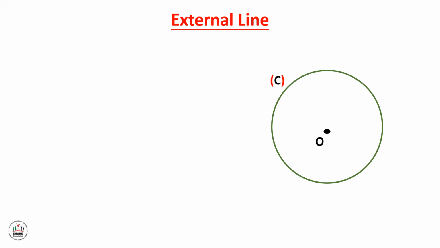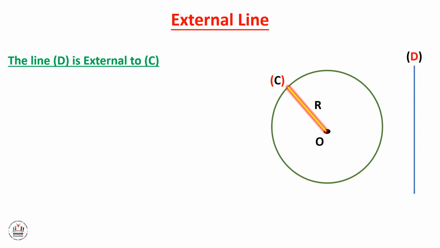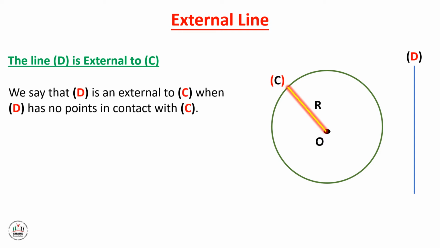Now let's identify the external line. If you have a circle C with radius r and line D in general, this line D is said to be an external line to the circle C. Why? Because line D, it's obvious that it doesn't share any common point with the circle C.